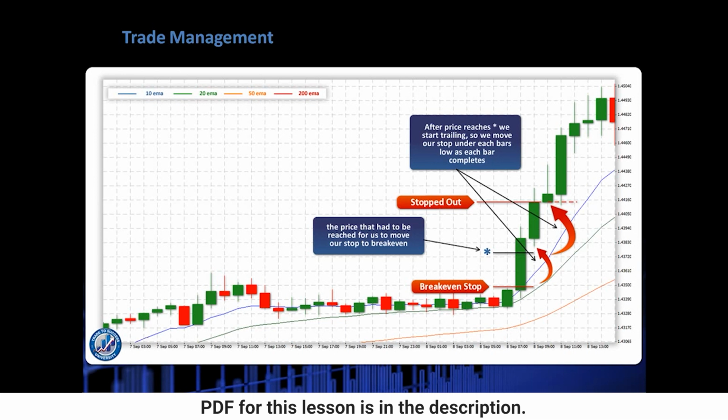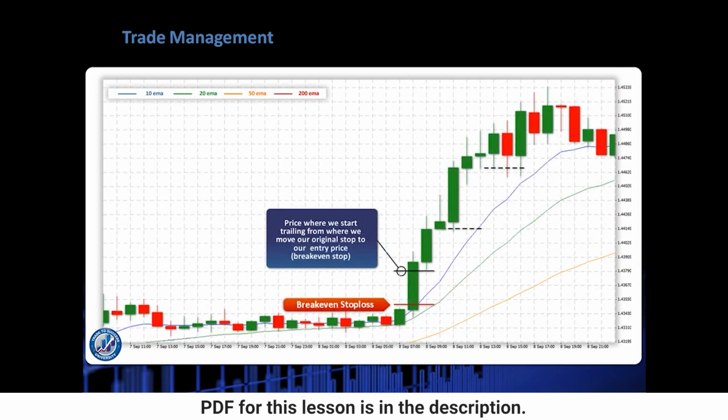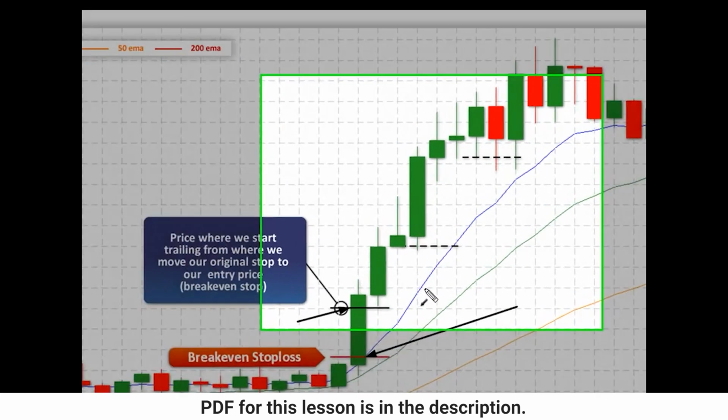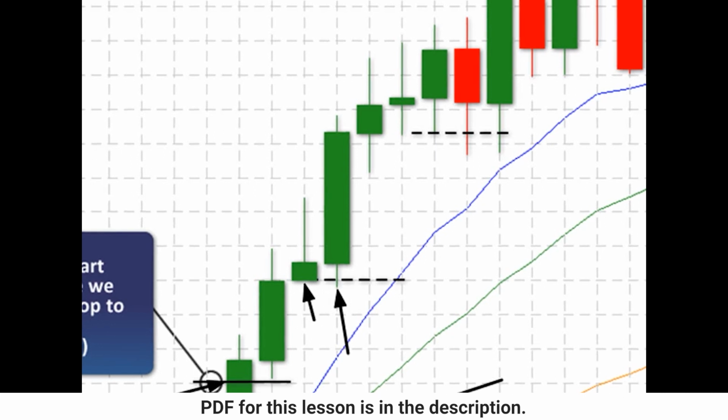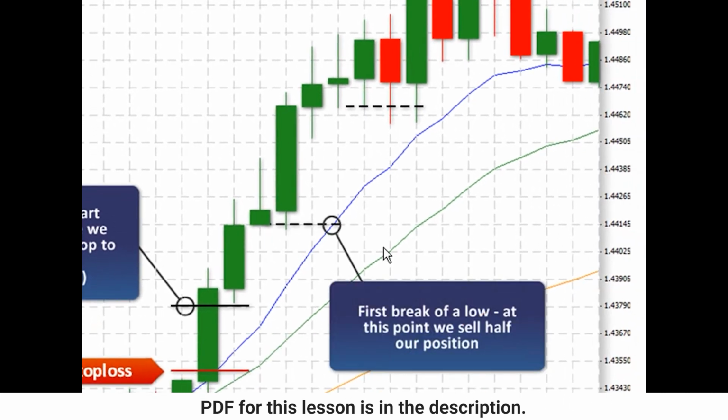Let's take a look at the exact same trade here, and let's say that all the rules are the same except that we want to exit half our position when the first break of a low occurs, and the rest of the position we will remove when the next break of the low occurs. Here's what would happen. So our break-even stop loss is at the exact same place, which is our entry place, because we've actually hit the price where we move our stop to break even. And as you remember, the first break of low occurs here, because this low here is lower than this low here, where our stop was. So at that first break of a low, we sell half our position.